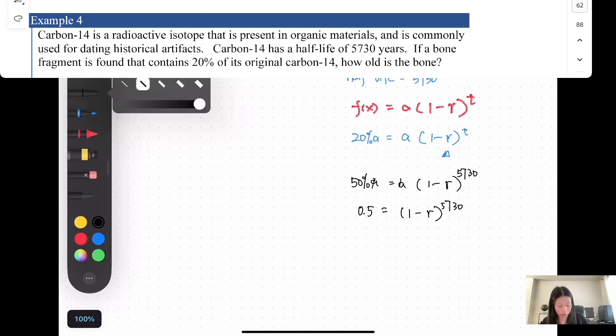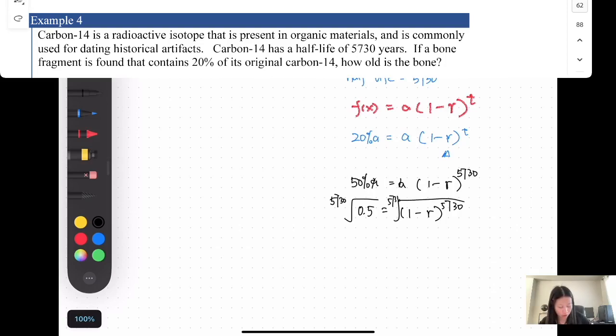We can take the 5,713th root on both sides so that I can get rid of the exponential. And then I have 1 minus r equals to that. In fact, I don't need to find out what r exactly is. I can just keep it as 1 minus r, because later, when we substitute back to find the 20% remaining, the parentheses already hold it, so we can save some steps. So now, how do we find 1 minus r?